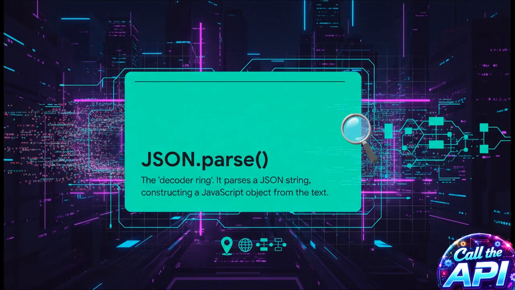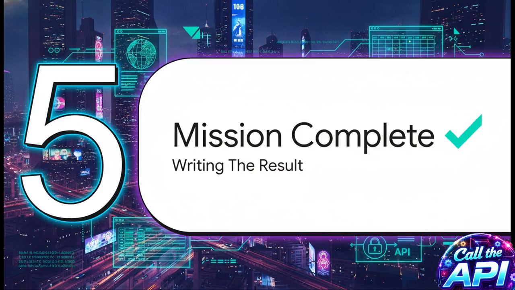Seriously, think of it like a universal decoder ring. You give it that messy string of text, and it hands you back a perfect, structured object that our code can easily read and work with. It's absolutely essential.